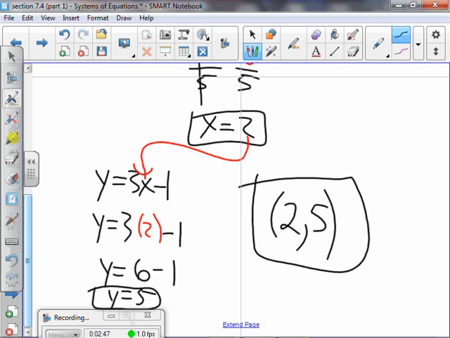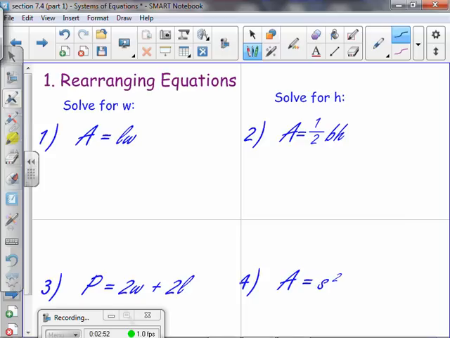Easy peasy. Now we're going to go on and do something just a little bit different, but it's similar to the stuff that we have been doing in the way that it works, just not the way it looks. Okay? So this one here is asking me to solve for w. What this is here is the formula for area of a rectangle. Area is equal to the length times the width.